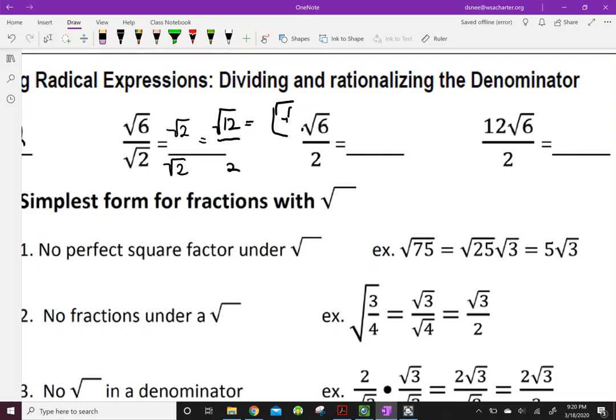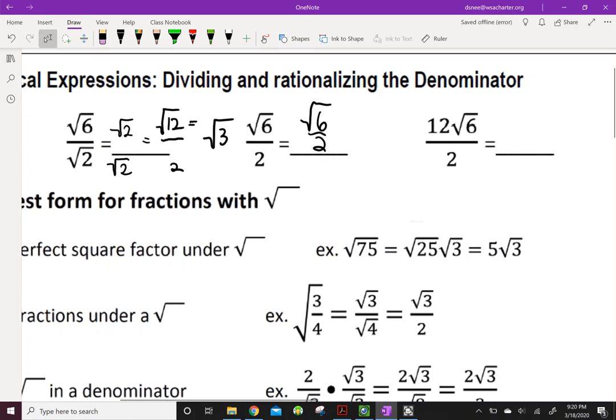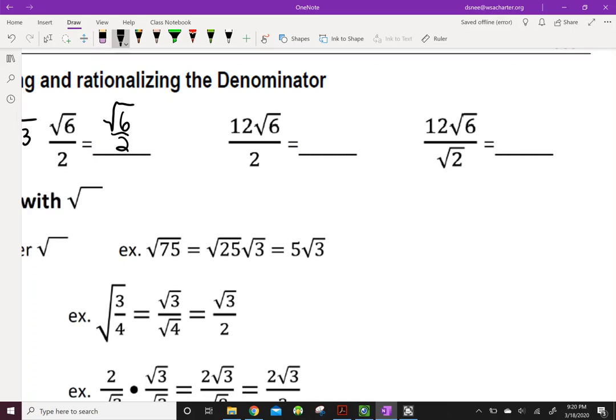Okay, the next example is already rationalized in the denominator. I can't simplify that anymore. That's 1 times the square root of 6 divided by 2. I can't factor 6 any farther. So the square root of 6 divided by 2 is as far as that goes. Over here, I can divide this term by this term and get 6 root 6.